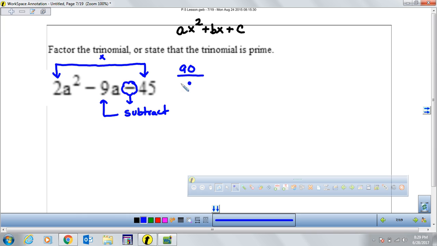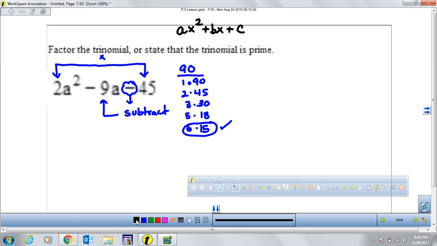So if you go through the factors, you have 1 and 90, but 1 and 90 do not subtract to 9. 2 and 45 do not subtract to 9. 3 and 30 do not subtract to 9. Then you've got 5 and 18, that does not subtract to 9. And 6 and 15: 15 times 6 is 90, and 15 minus 6 gives you 9. Right? So those are the factors. But just keep in mind that it has to give you a negative 9 as an answer, so it has to be negative 15 and positive 6.